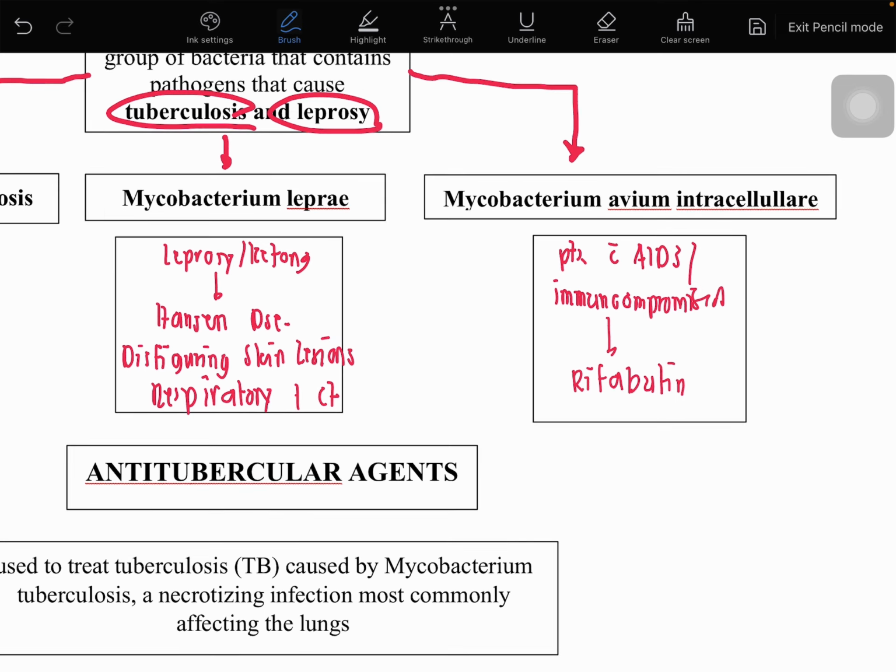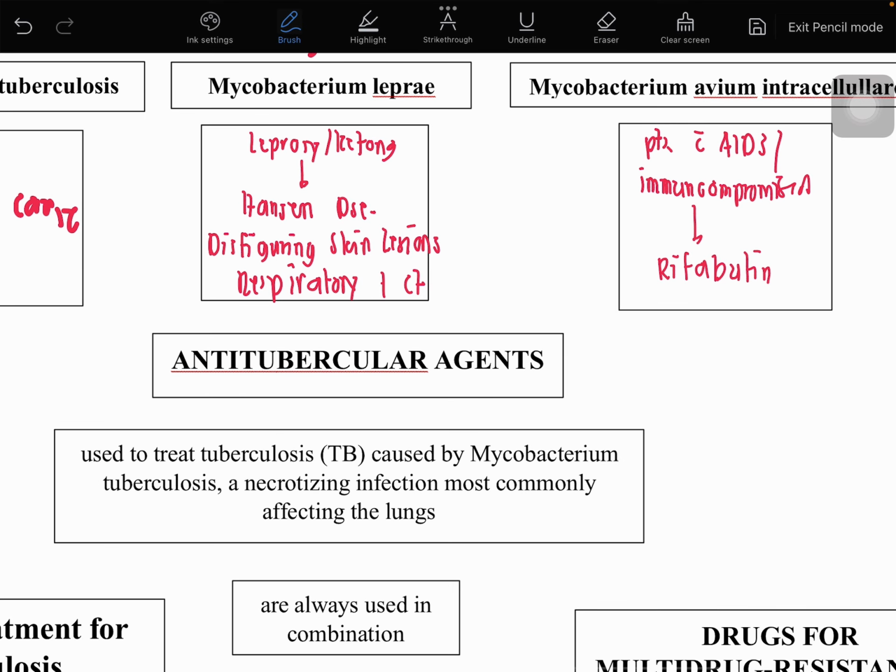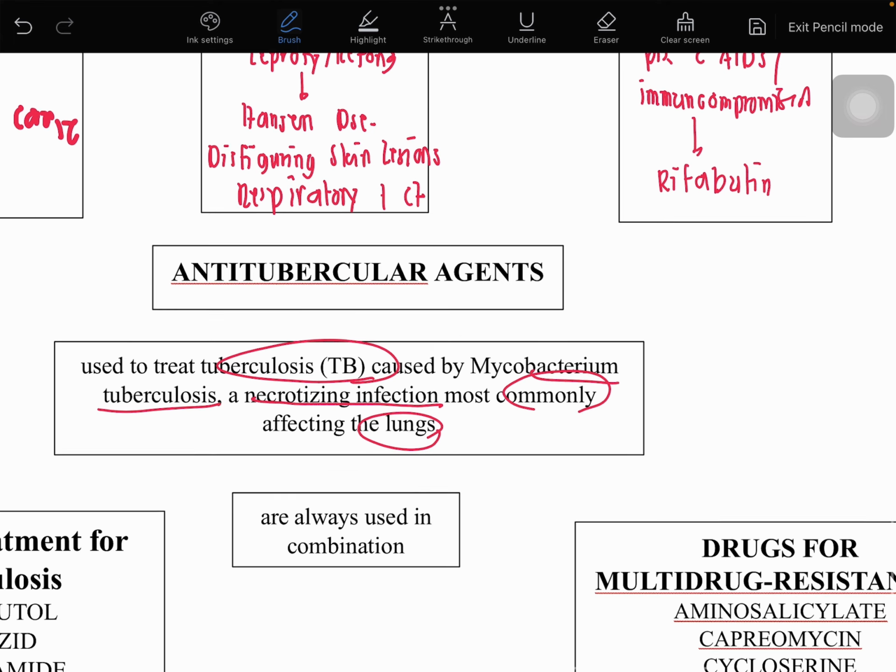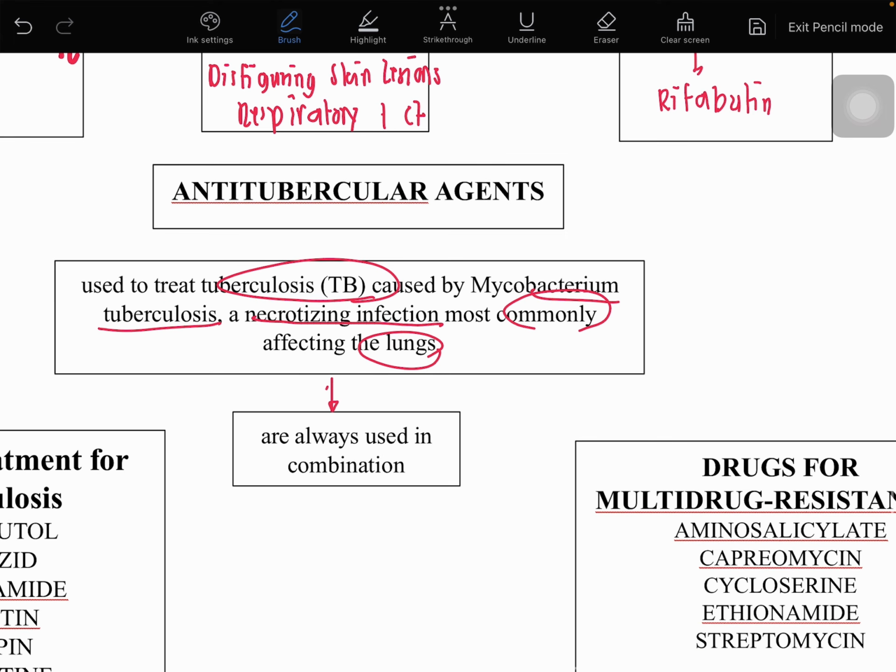Okay, so alam naman natin that your anti-tuberculosis or anti-tubercular agents natin, they are being used to treat your TB caused by Mycobacterium tuberculosis, no? Yung TB natin, it is actually characterized by necrotizing infection, most commonly affecting your lungs natin. And they are always being used in combination.